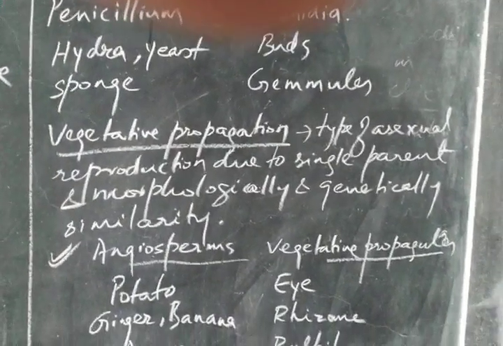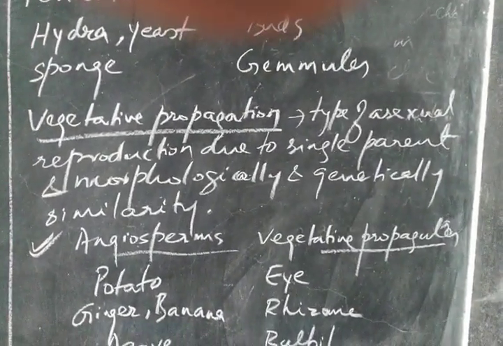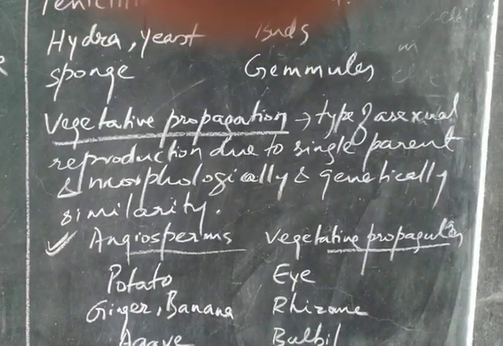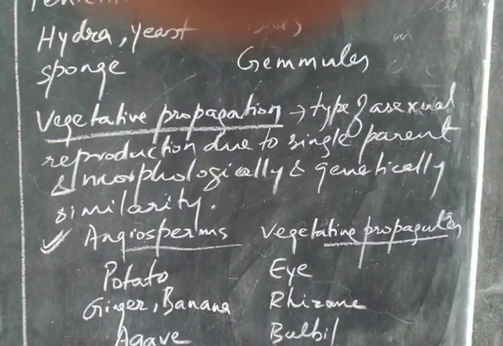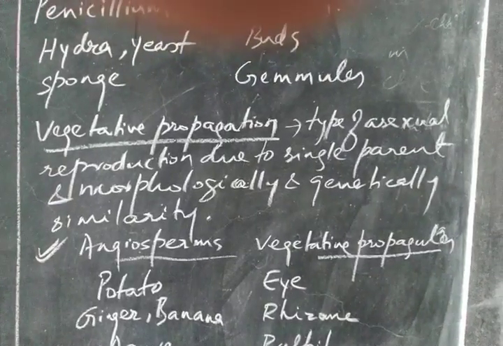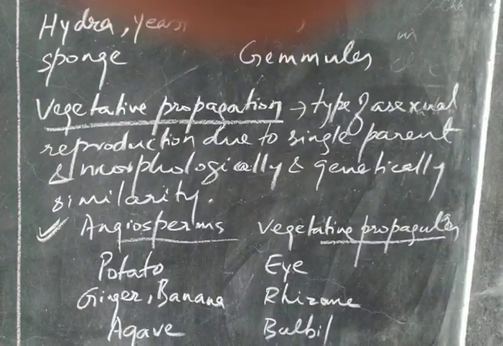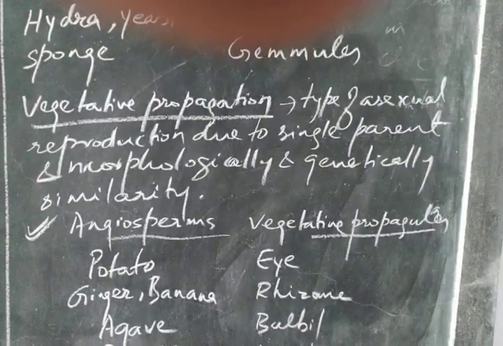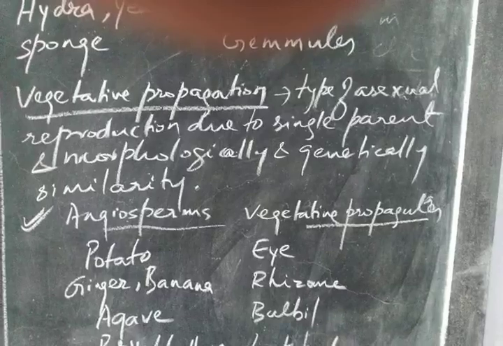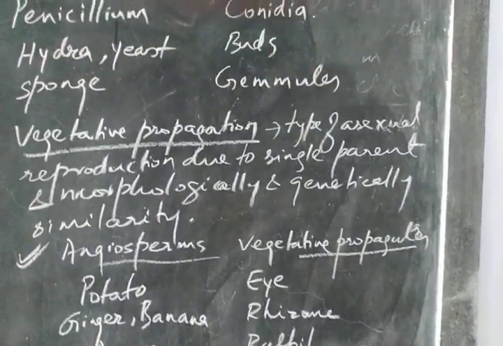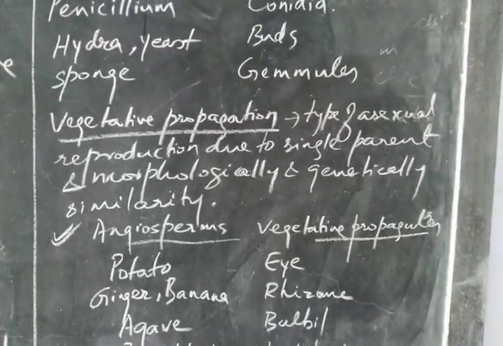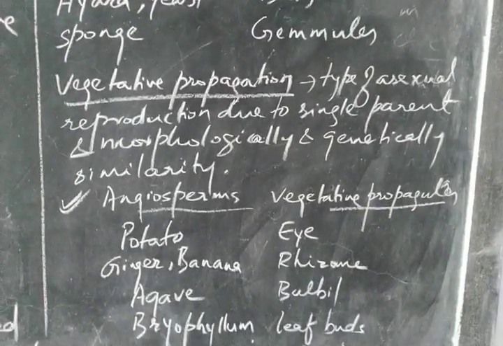Now the next topic is vegetative propagation. In class 10th also we have studied that it is considered a type of asexual reproduction, because a single parent is required here, and due to the single parent the offspring are morphologically and genetically similar. So vegetative propagation is also considered asexual reproduction.